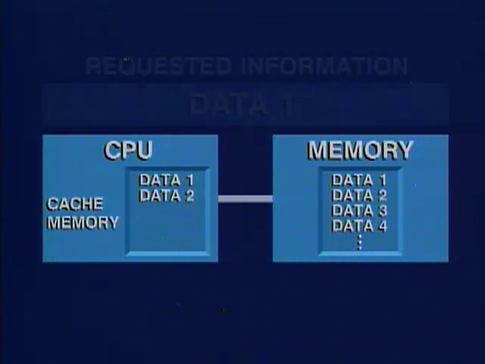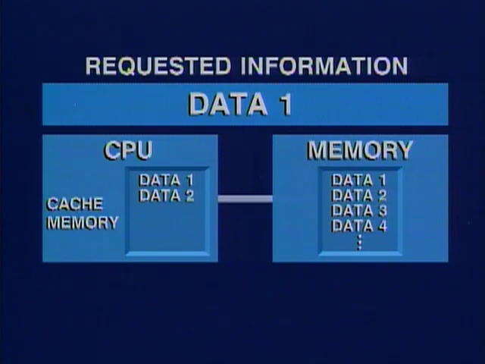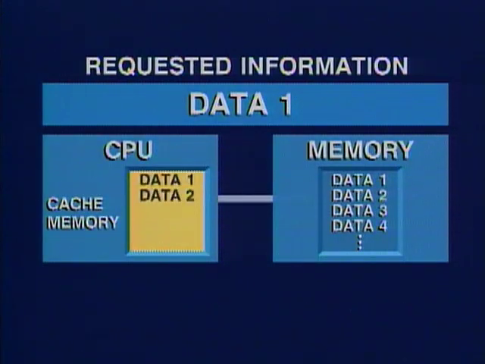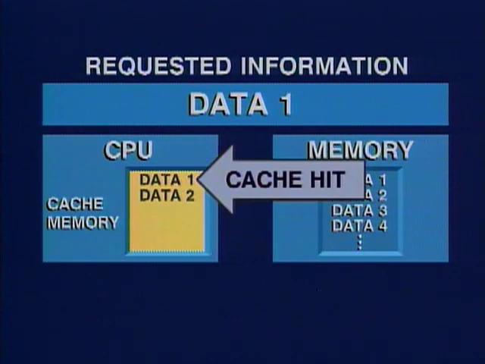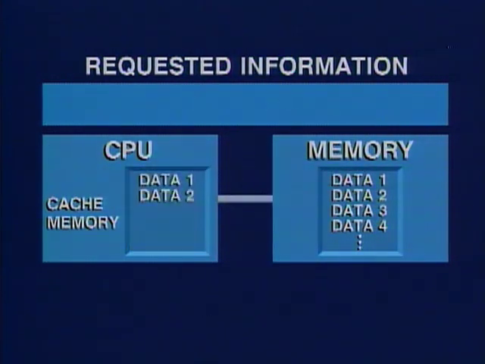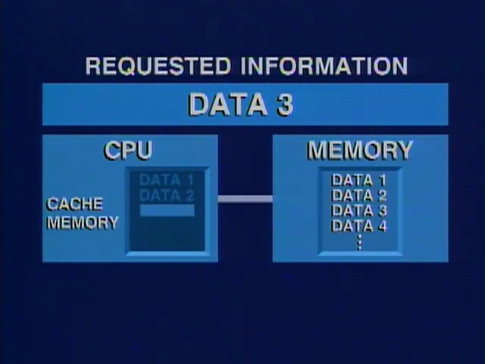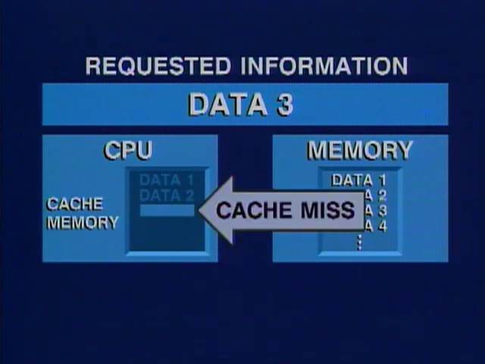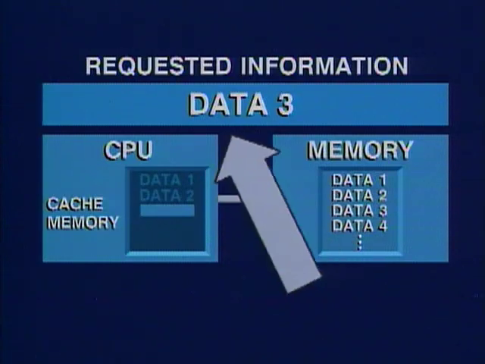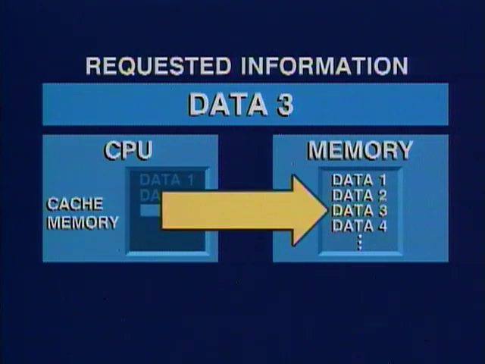When the processor needs information, for example, data 1, it first looks in its cache memory. If the information resides in cache memory, it is accessed directly, thus saving time by avoiding access to the relatively slower main memory. This is referred to as a cache hit. If the requested information is not in cache memory, for example, data 3, it is called a cache miss. When a cache miss occurs, the processor must access main memory to retrieve the requested information.